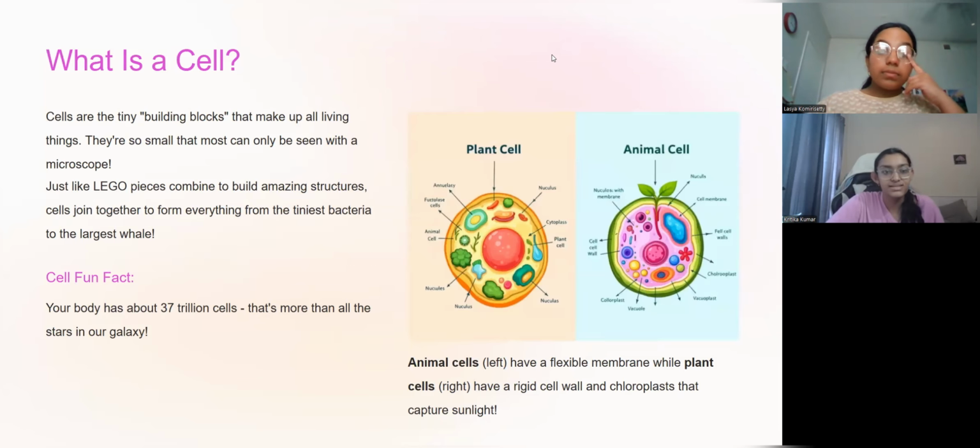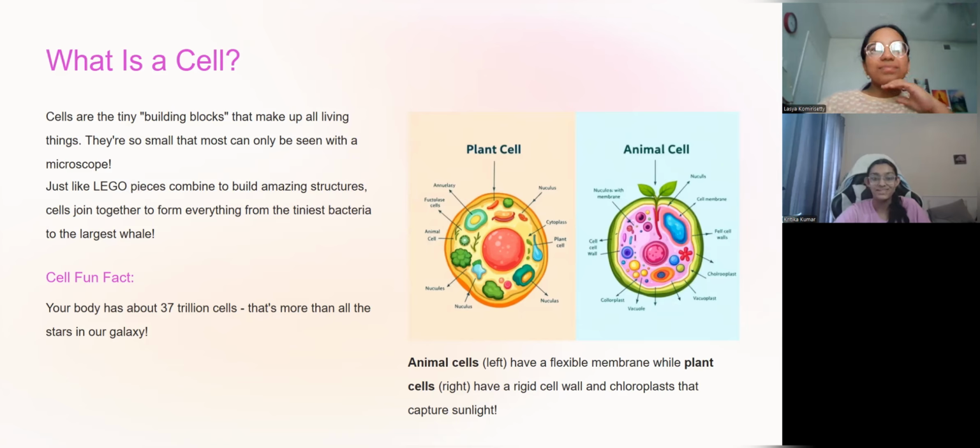Okay, so what is a cell? Cells are the tiny building blocks that make up all living things. They're so small that most can only be seen with a microscope, like we talked about in one of our earlier videos about cells. Just like Lego pieces combine to build amazing structures, cells join together to form everything from the tiniest bacteria to the largest whale. A fun fact about cells is that your body has about 37 trillion cells. That's more than all the stars in our galaxy.